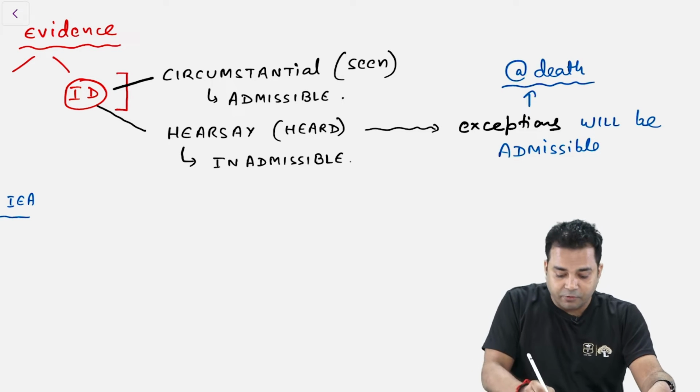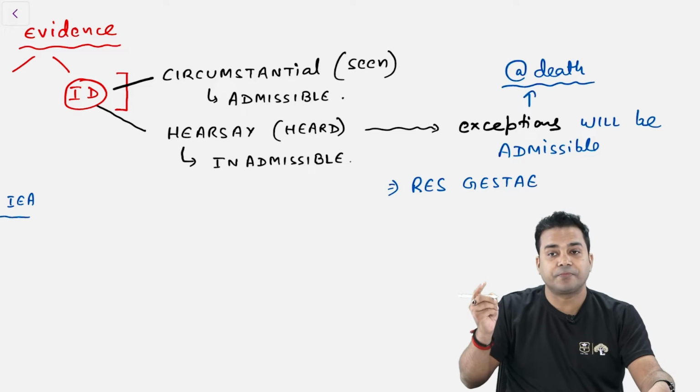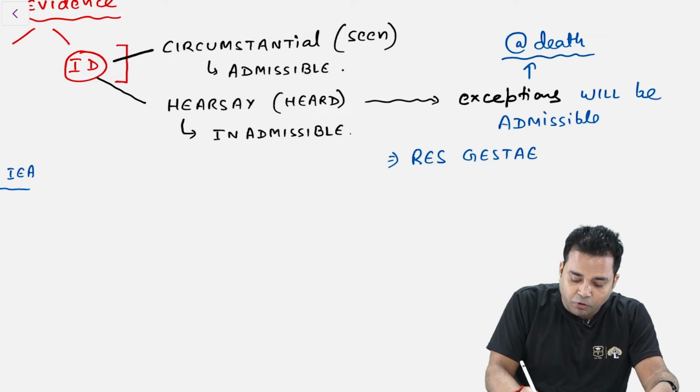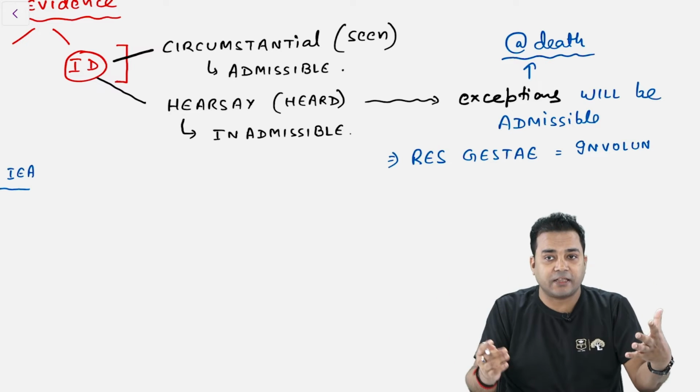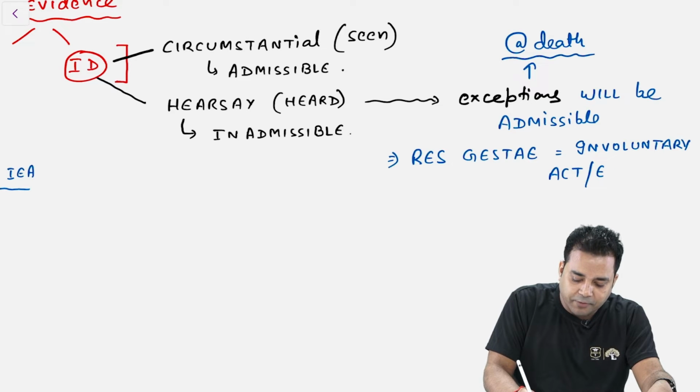So at the time of death, suppose there is a term called res gestae. What is res gestae? A person is running and saying that he is going to be killed. This was heard by someone. This is what is res gestae. And this is an involuntary act. This is involuntarily made by the person out of panic, out of fear of death. So this is an involuntary act or exclamation made by a person who is about to die.